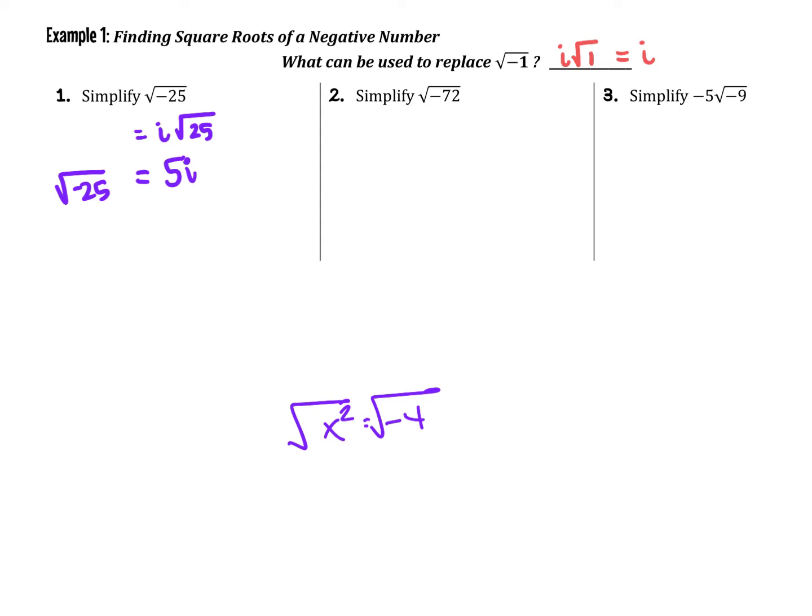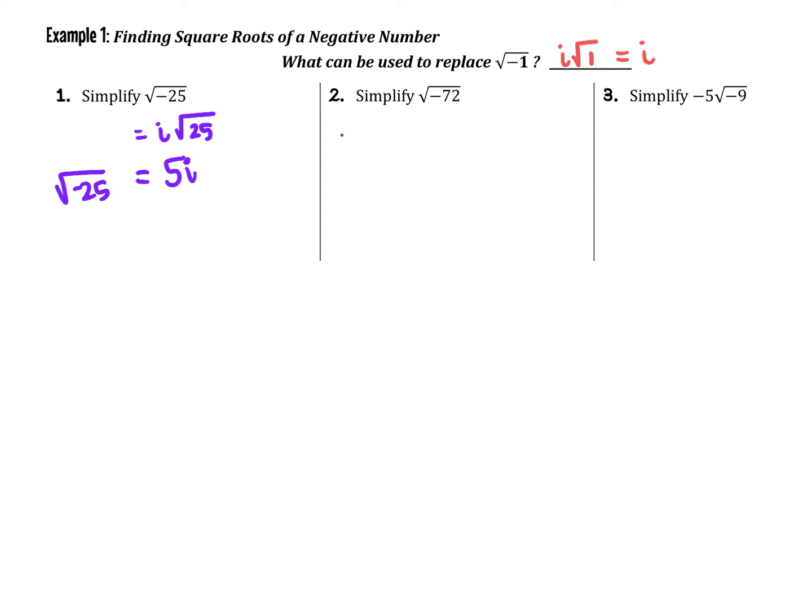In the case of all three of these examples, the square root is already here, so it's already telling you if we care about the positive or the negative version. Here, there's no negative in front of the square root, so we care about the positive square root of negative 25. We care about the positive square root of negative 72, and here we care about negative 5 times the square root of negative 9. So just keeping that in mind, the plus or minus comes into play only when you square root both sides of an equation, and these are just expressions.